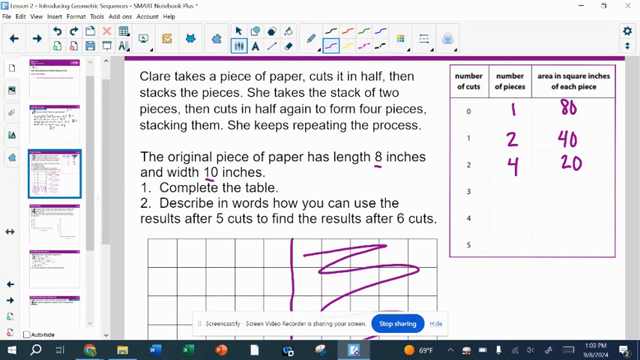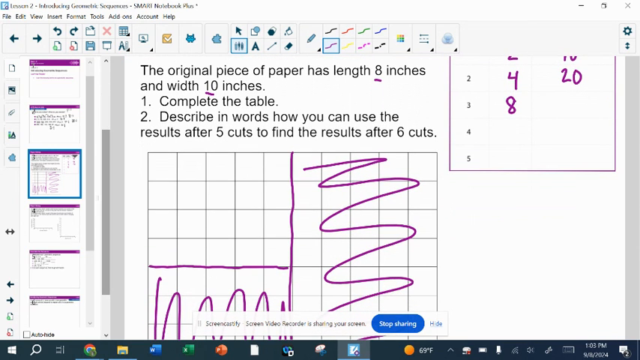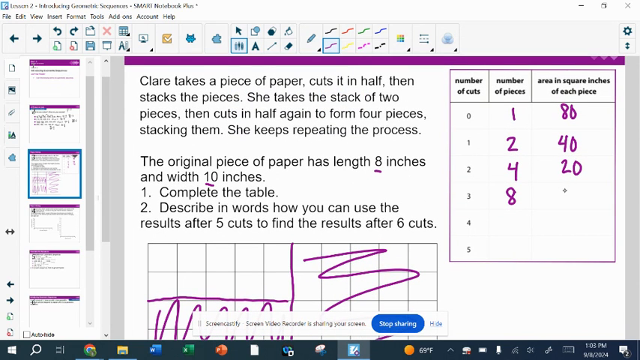Now, if I take that stack and cut it all in half, I'll have 8 pieces of paper. And when I cut this, I'm going to cut it this way because it's still easy enough to get a nice even line there. I have a 2 by 5, which is going to give me an area of 10. Hopefully you're seeing this pattern now. I cut it again. I'll have 16 pieces of paper.